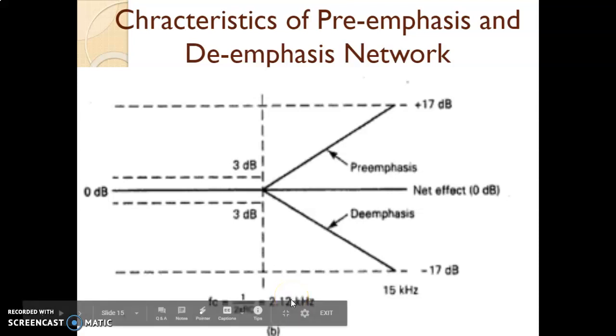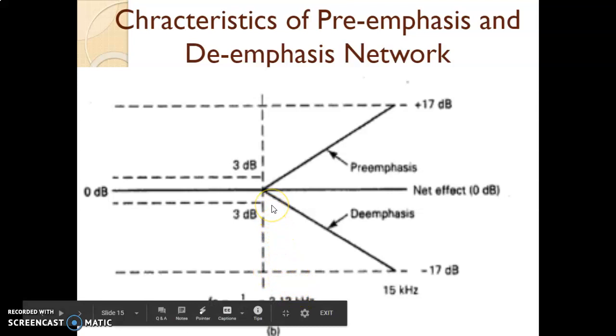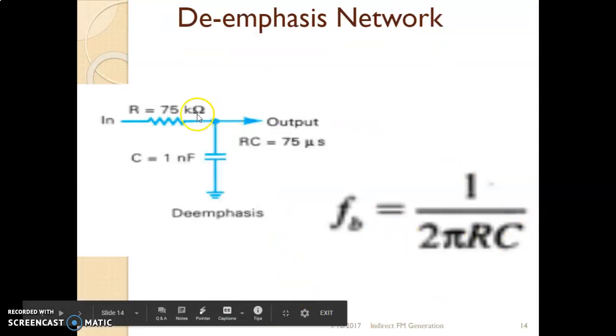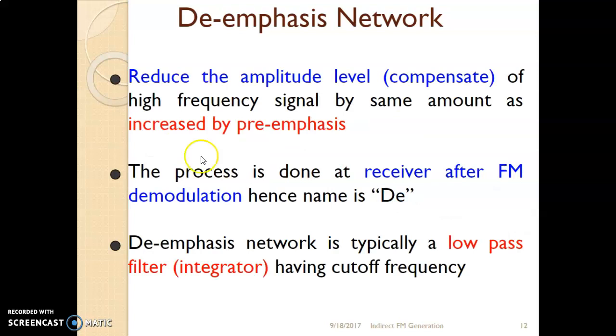So these are the typical characteristics of a pre-emphasis and de-emphasis network. Pre-emphasis is a high pass filter, so after a certain frequency it will increase the gain, and de-emphasis is a low pass filter, so after a certain frequency it is going to decrease the gain, and this particular frequency is 2.12 kilohertz as per the previous diagram and typical component values which they have assumed. So this is how the pre-emphasis and de-emphasis network is going to compensate for the effect of noise on the frequency modulated signal.